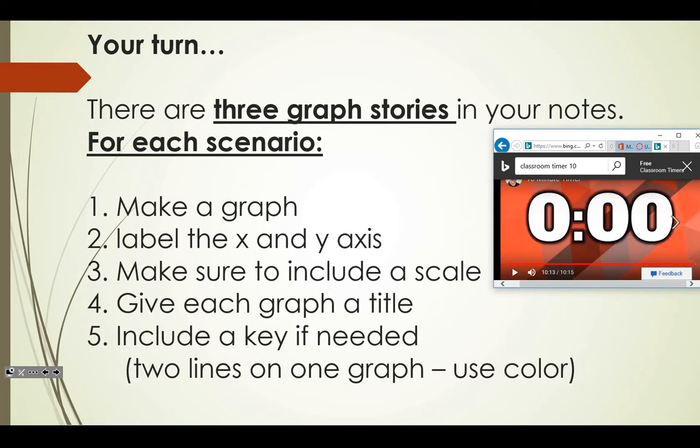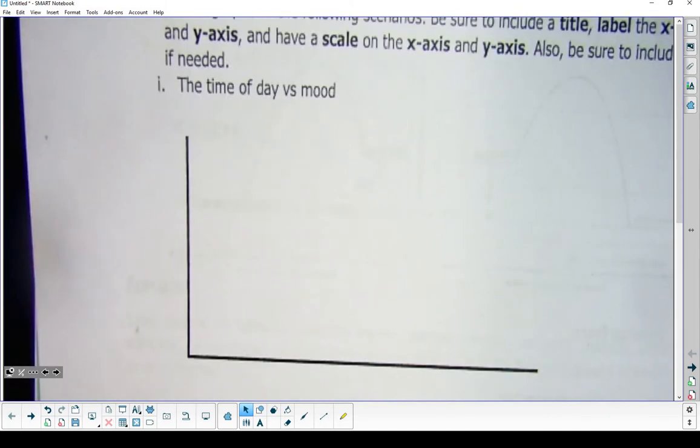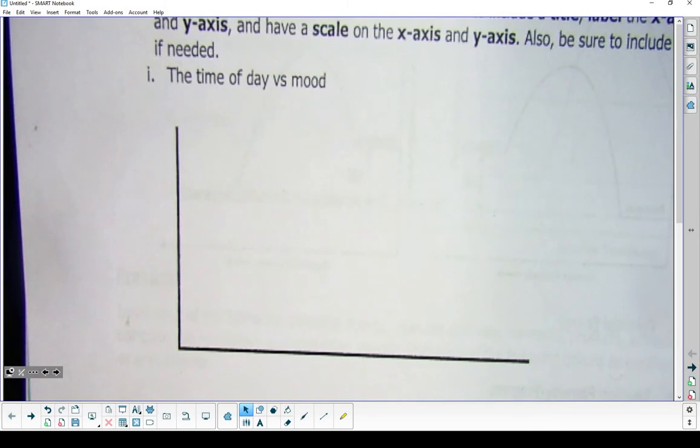Okay, so let me bring this up so that we can look at the different things that you guys might have come up with. So the first one was time of day versus mood. Who thinks they have an awesome graph and would be willing to share? Otherwise, I'm just going to start picking people. Nobody? All right. Goes down to picking people then.